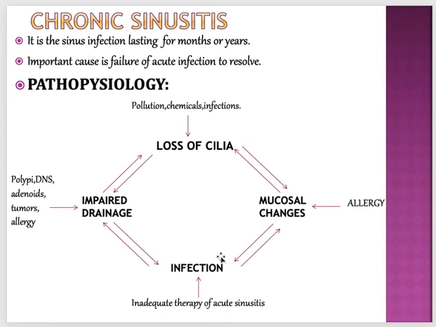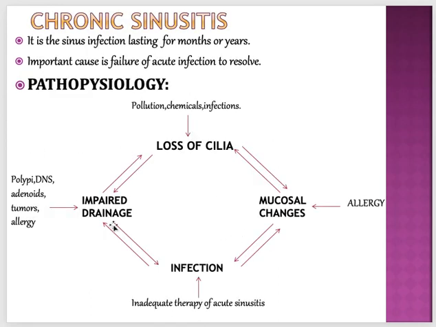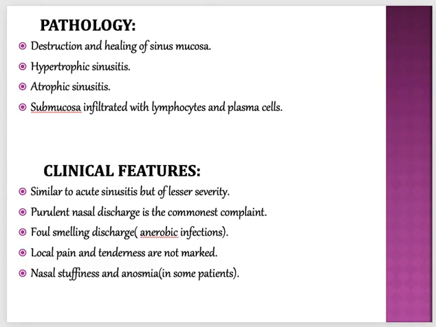So in chronic infections, the destruction is basically more than the healing process, simply. And the sinus as a result of that can become hypertrophic, called hypertrophic sinusitis, or can become atrophic, called atrophic sinusitis. Just a few of the things we have to discuss in this one. Now the organisms can be both aerobic as well as anaerobic.